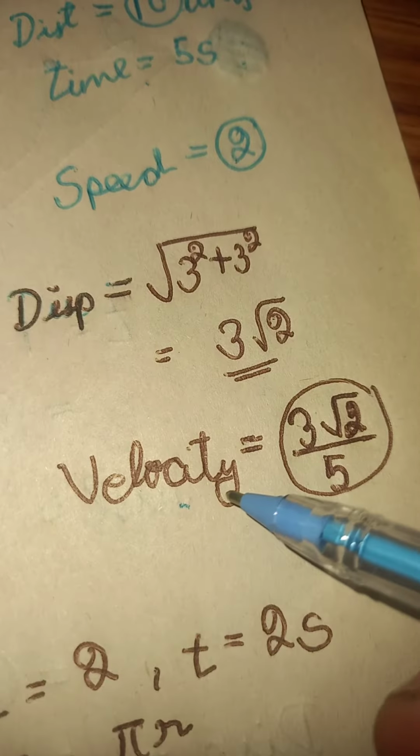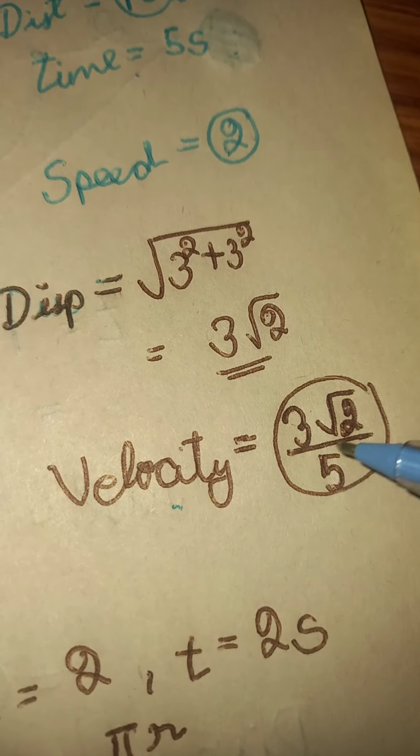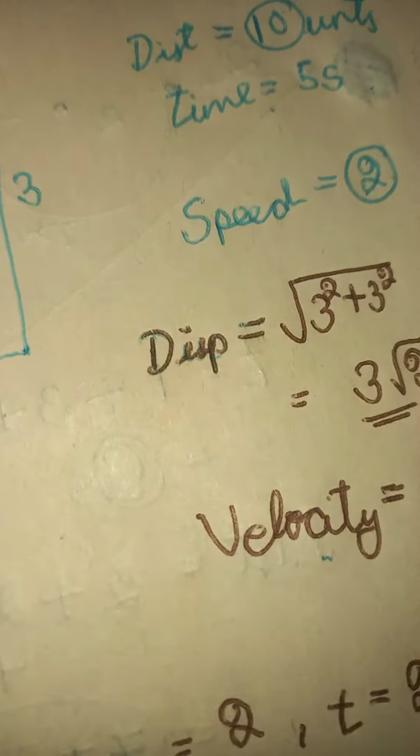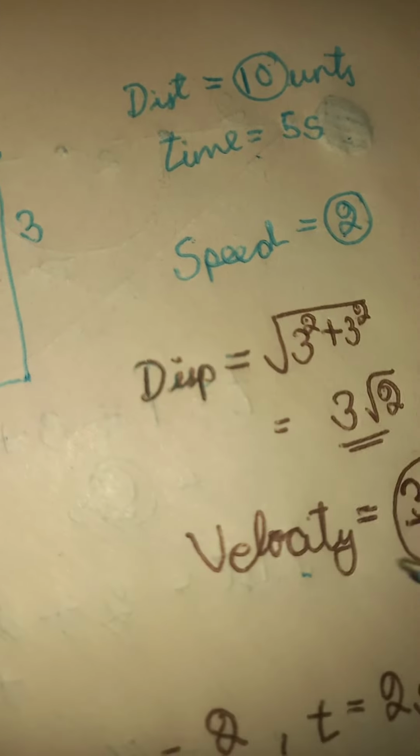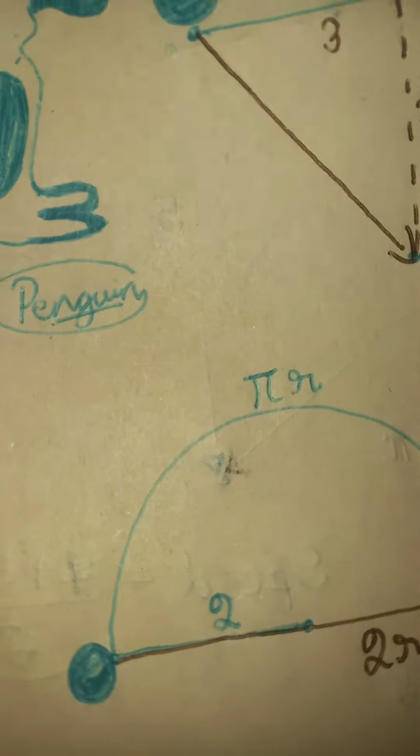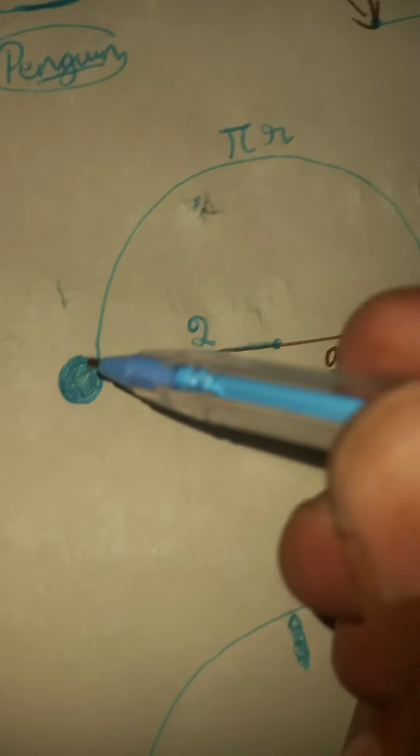But the velocity is the displacement by time. So 3 root 2 by 5 units per second is the velocity of the ball traveled. Let us take another time. Piko, after doing this, will come again.